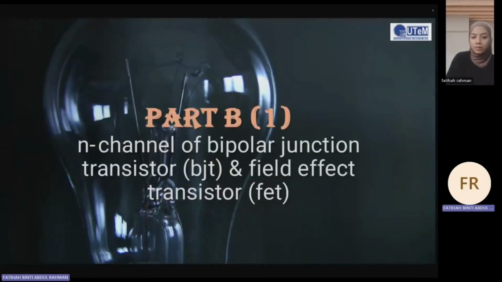Continue the presentation with part B1, which is the N-channel of the bipolar junction transistor and field effect transistor.